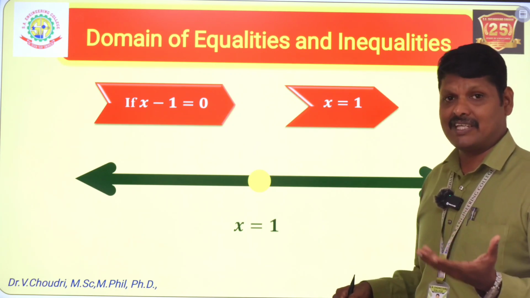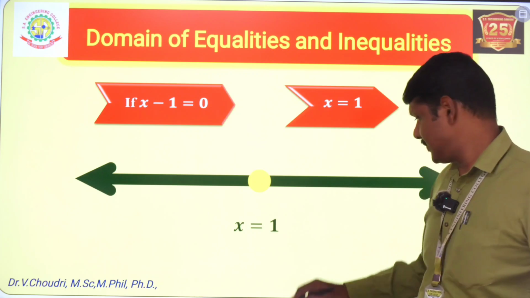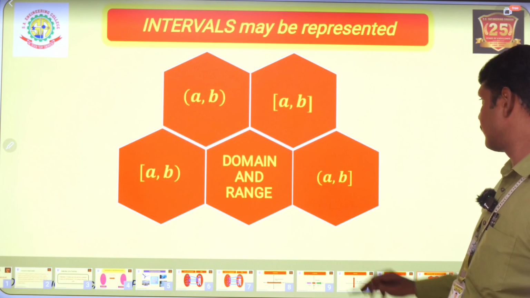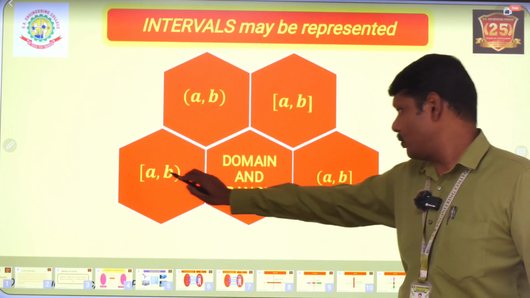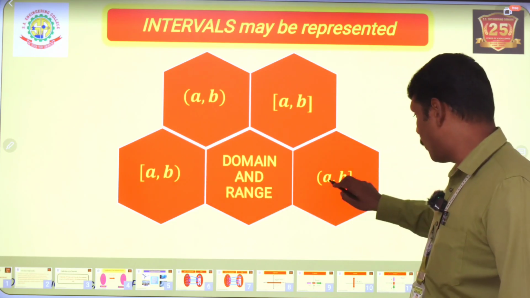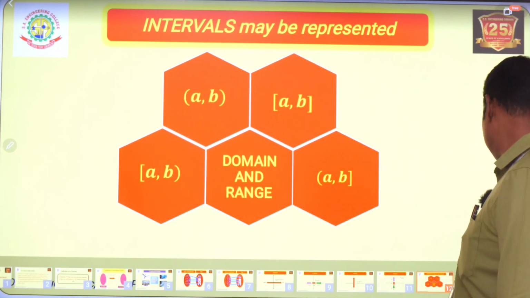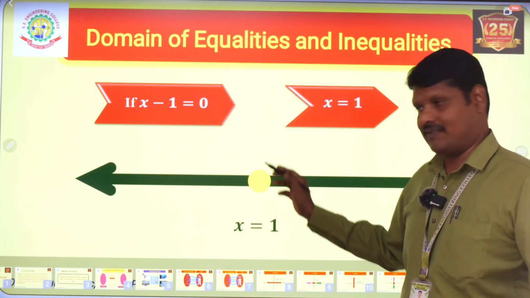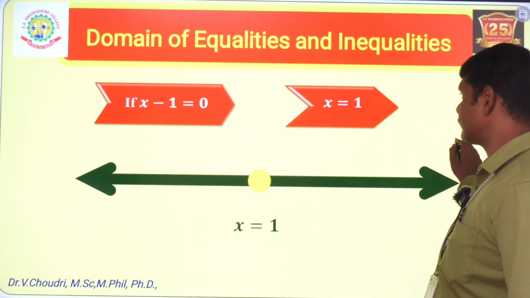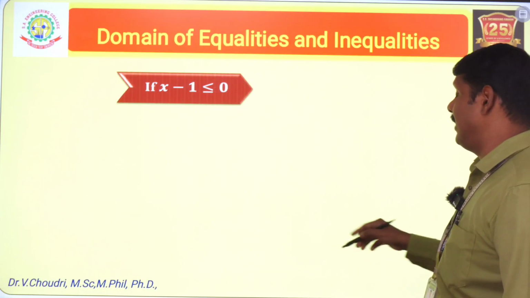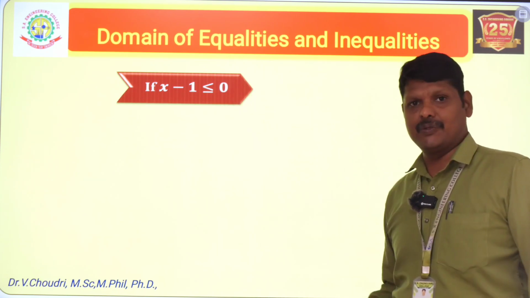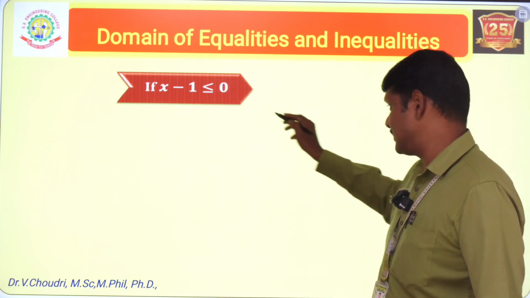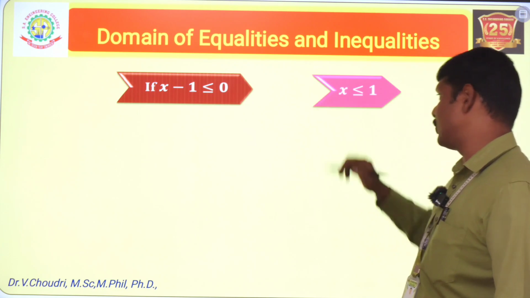What are the intervals we can say? Open interval a comma b, closed interval a comma b, closed interval a, open interval b, open interval a, closed interval b. Okay, so in this one there is no requirement of intervals. Next, inequalities. If x minus 1 less than or equal to 0, when you bring this minus 1 to the right hand side, it comes x less than or equal to 1.